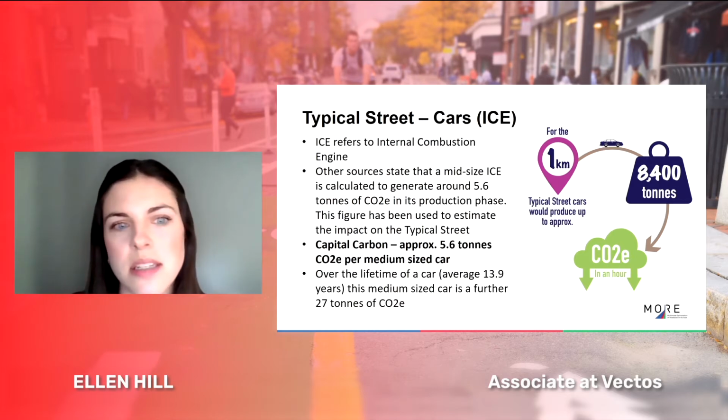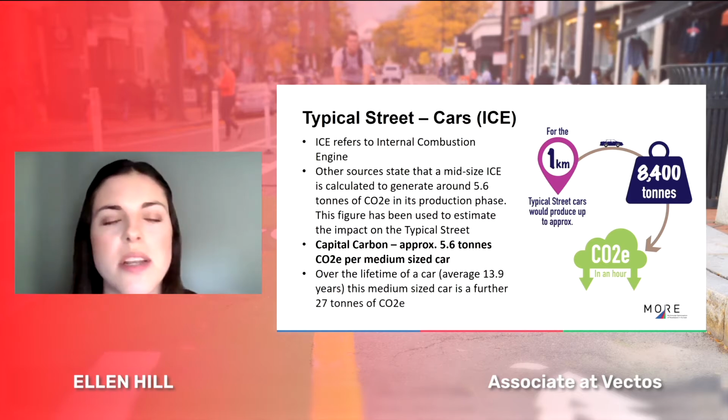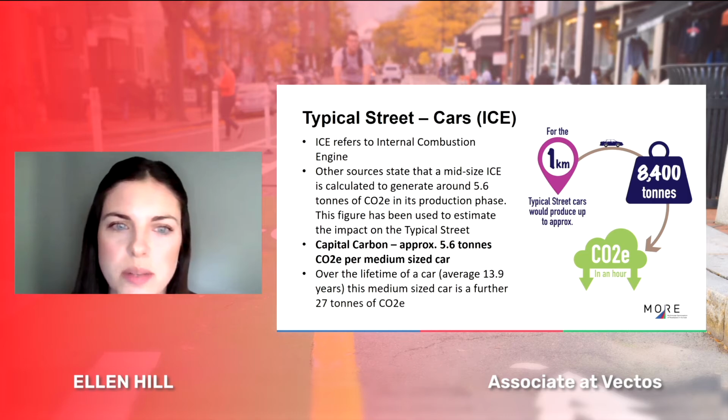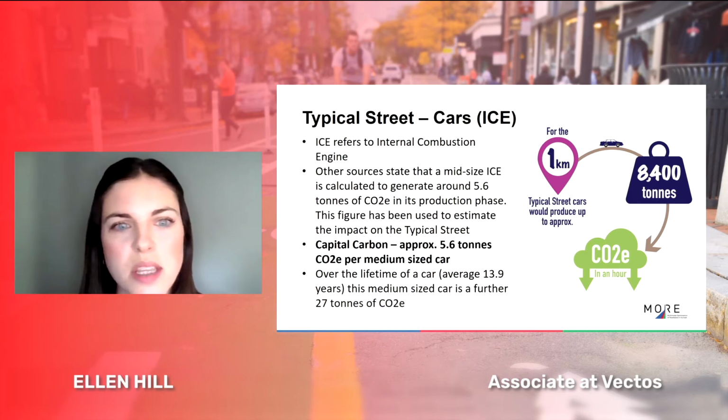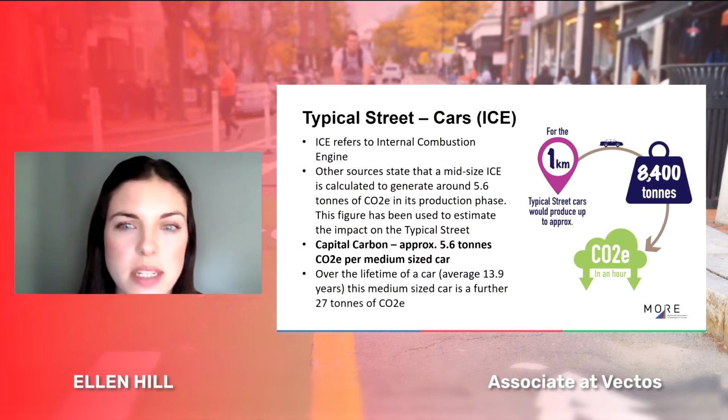Next slide. So internal combustion engine or petrol and diesel cars are considered here to make up all of the fleet on the typical street. The capital carbon values of a car include the materials, manufacture, and transport costs. As the size and power of cars varies widely, so do the embodied carbon values. Taking a medium-sized car, for example, is calculated to generate about 5.6 tonnes of carbon dioxide equivalents before it drives its first mile.